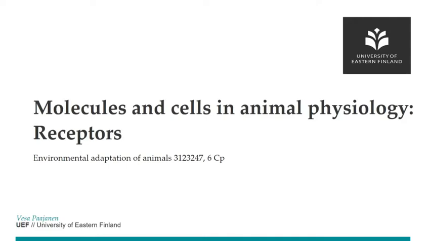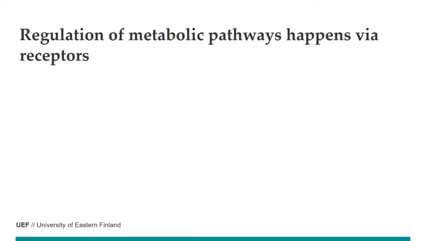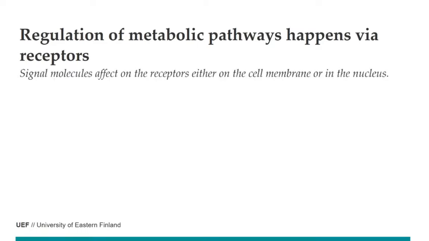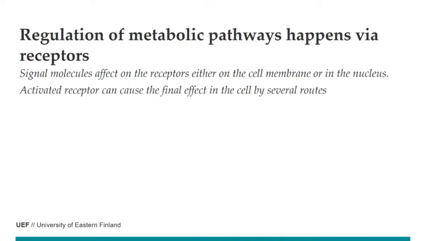Something that you already know, at least somewhat, but it's such an important thing in animal physiology that it's nice to have a review. So, the metabolic pathways are regulated by different receptors, and these receptors are located in the cell membrane to detect whether there are any ligands available in the extracellular fluid, or they can be in the nucleus. And we have several routes that can be used by these receptors.